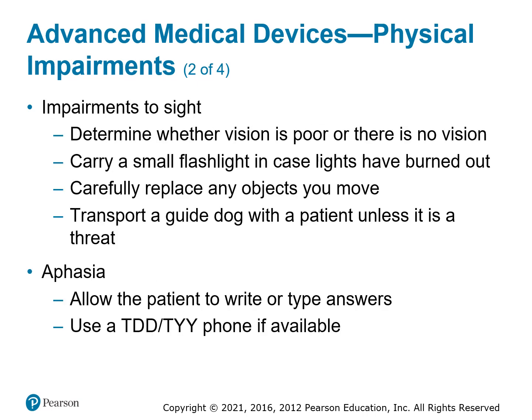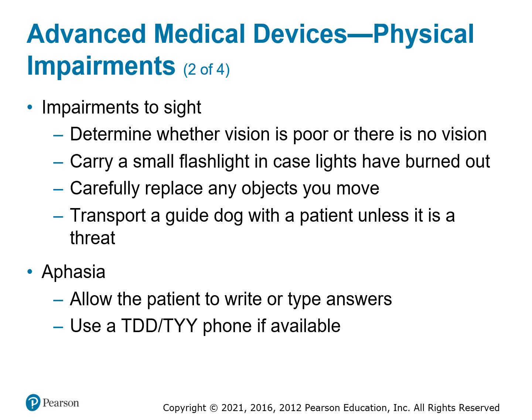Impairments to sight determine whether the vision is poor or if there is no vision. You can carry a small flashlight in case lights have burned out. Carefully replace any objects that you move. These patients get used to things being in their home a certain way.